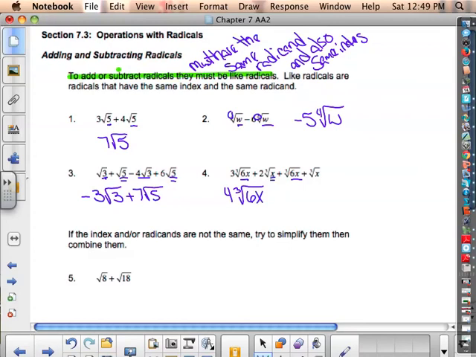Then I have another radicand, which is just x. I have 2 times the third root of x plus 1 times the third root of x. So I have plus 3 times the third root of x. So the radicands must be the same.